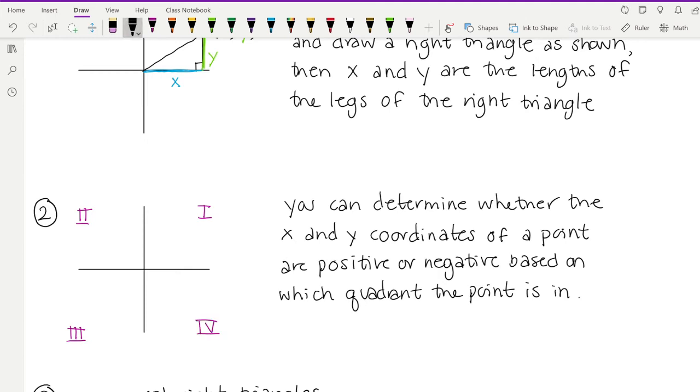And so what I mean by this is, for example, if you have any old point in quadrant 1, not necessarily on the unit circle, just any point, you can tell that the x coordinate and the y coordinate are both positive, just because of where that point is located. Similarly, if you have a point in quadrant 2, now you can tell that the x coordinate is negative and the y coordinate is positive. If you have a point in quadrant 3, now both the x and y coordinates are both negative.